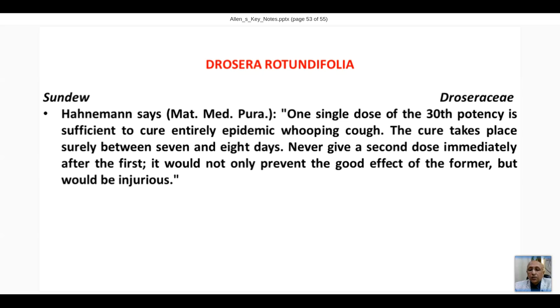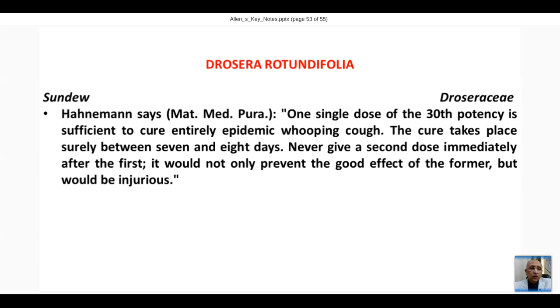Never give a second dose immediately after the first. It would not only prevent the good effects of the former, but would be injurious. See, this is very important to understand. So these types of hints Allen gives, and these are very useful in your clinical practice. There are multiple things you can learn from Allen. That's why those practitioners who used to practice in Kolkata or in the East used to see a number of patients, 200 or 300 patients per day, because they catch the state from Allen's Keynotes.